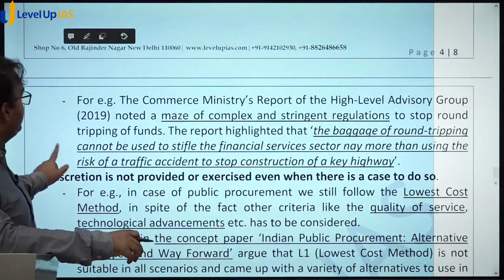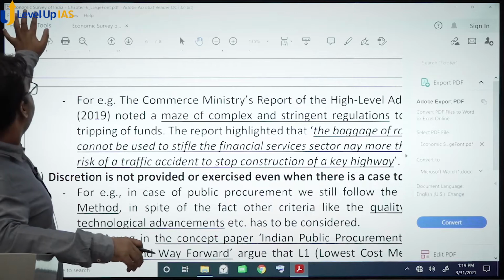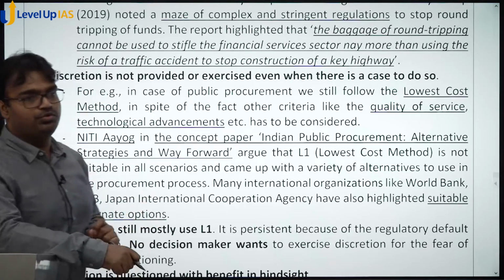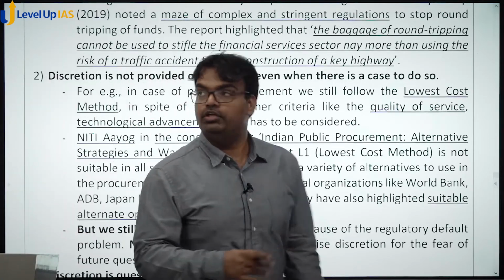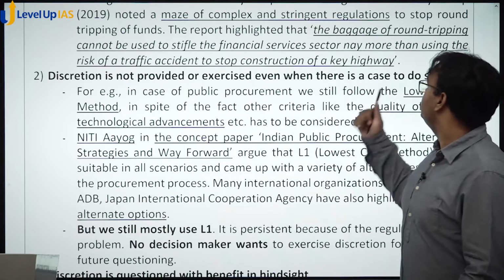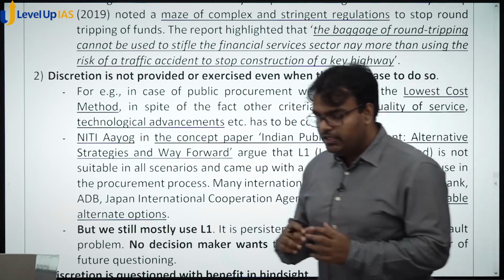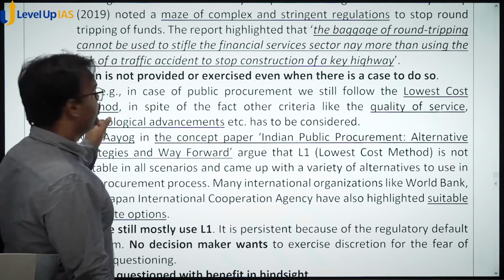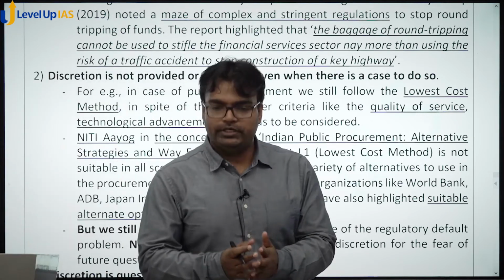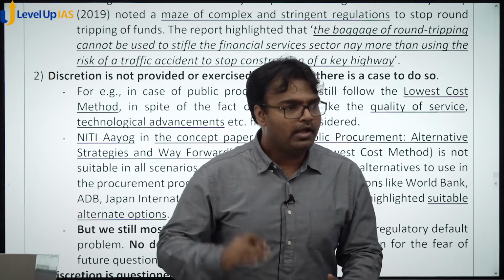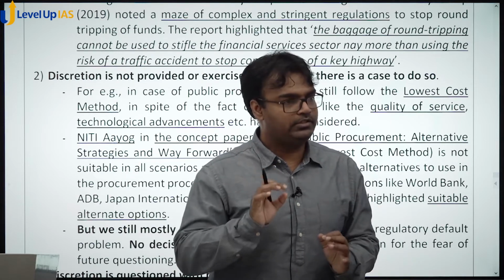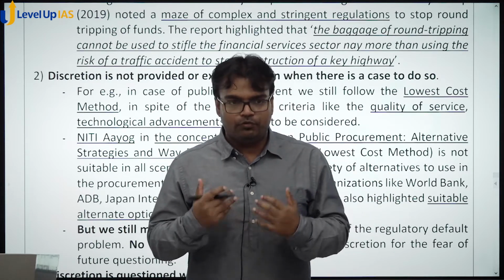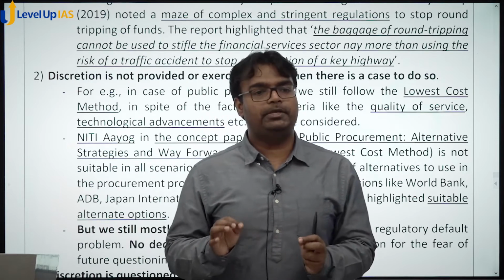Second, one problem that is occurring is this. Second is, discretion is not provided or exercised even when there is a case to do so. What is this scenario? See, in India, when it comes to, let's say, public procurement, we generally follow the lowest cost method. When we have to get some road constructed, bidding would happen, and someone who will bid the lowest will be given the bid. But suppose the government officer is given an option, you choose the best bidder.